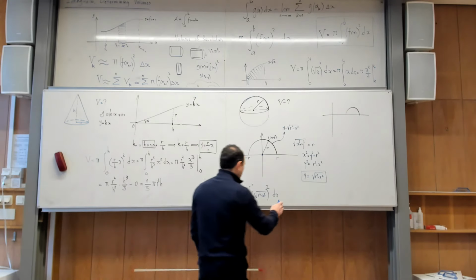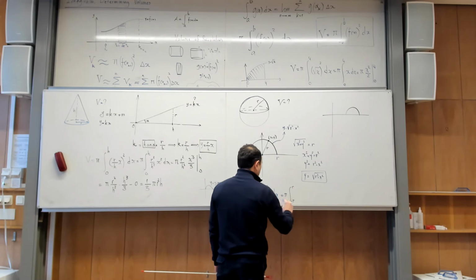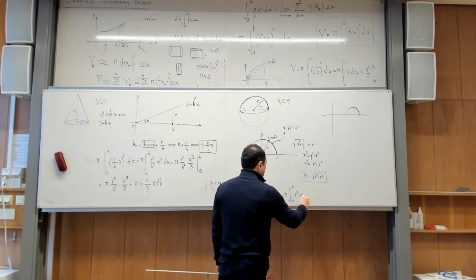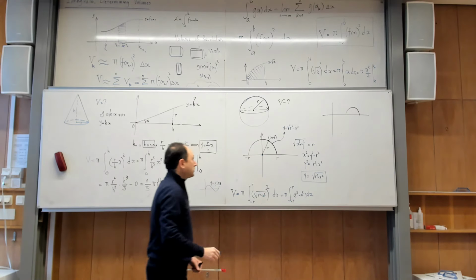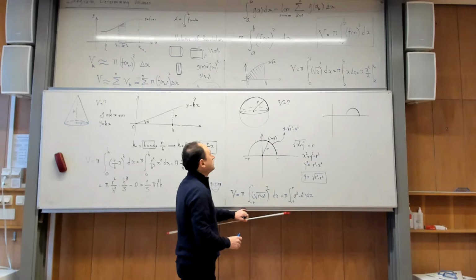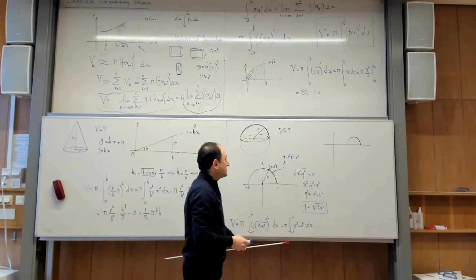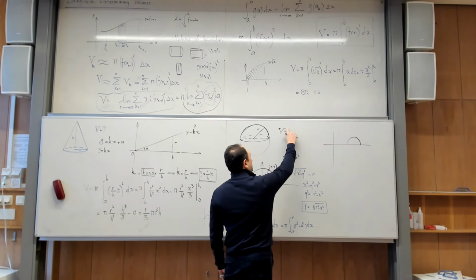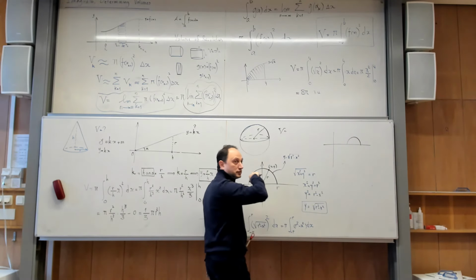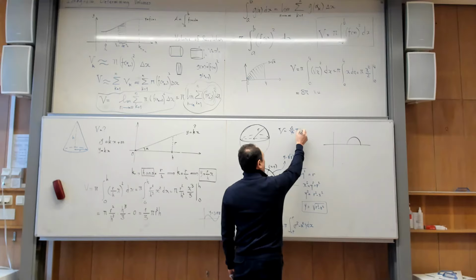So then what happens? This becomes pi integral from minus r to r of r squared minus x squared dx. Of course, I don't know how many of you have the formula in your mind. What is the answer? Do you know? What is the answer that you're supposed to get at the end by the calculation? Do you remember the volume of a sphere? Yes, 4 pi r cubed divided by 3. So 4 over 3 pi r cubed.